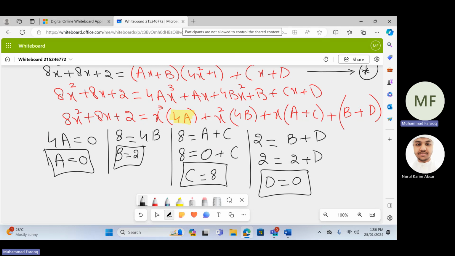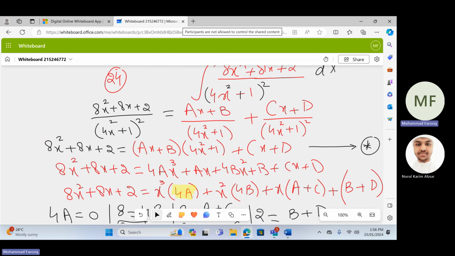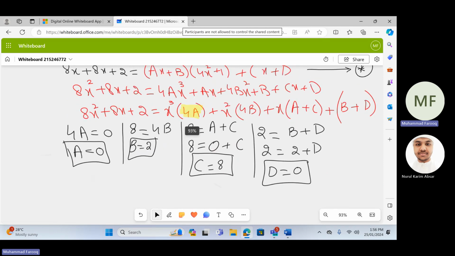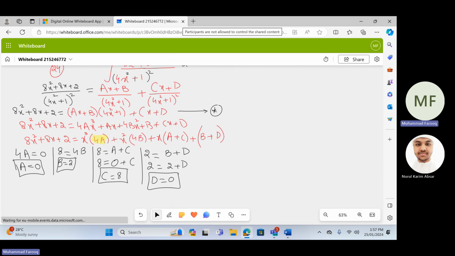Substitute these values in the decomposition here. Put here the A, B, C, D values and start integration. Understand? Okay, so A, how much please? 0. So it's gone. What is B? B is 2. Okay. So let me put now these values here. Now I am substituting A, B, C, D values in my decomposition equation, please.